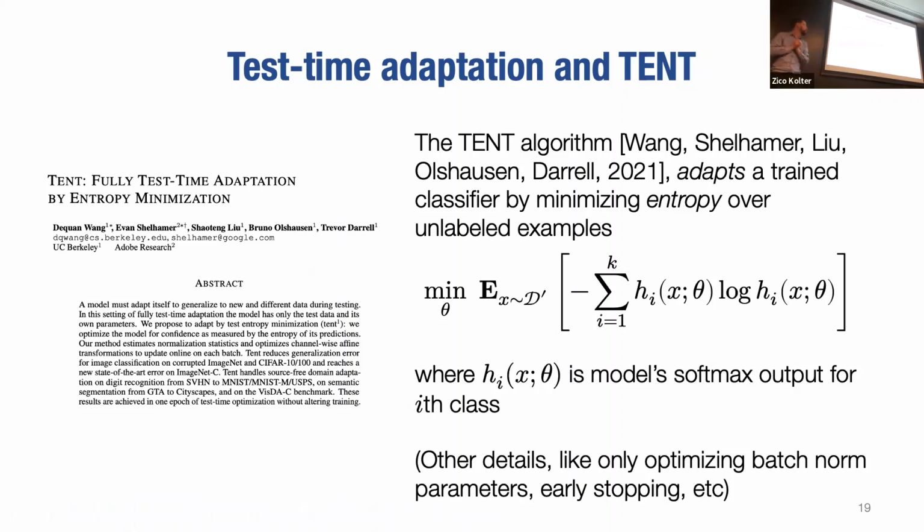The starting point here is this method called TENT, test entropy minimization, or test entropy, I think is what TENT stands for. The idea of TENT is that you take data from your new distribution and you minimize the entropy of the softmax of your predictions. There are some details too, like you do this in batches. You don't optimize all the model parameters, you only optimize the batch norm parameters, a small subset of parameters of your network. But you do this, and it works.